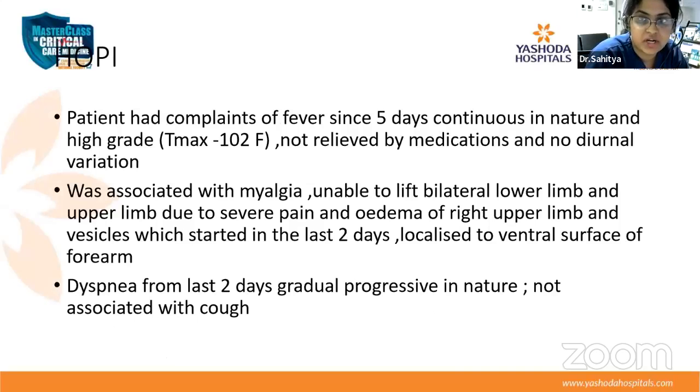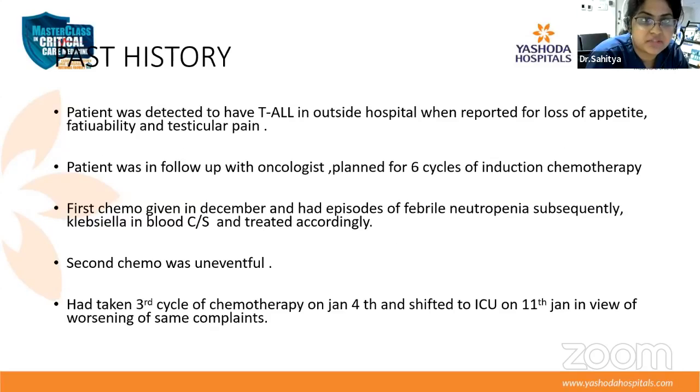History of present illness: patient had complaints of fever since 5 days, which was continuous in nature and high grade. The maximum temperature which reached was 102 Fahrenheit, not relieved by medications, and there was no diurnal variation. Was associated with myalgia. He was unable to lift his bilateral lower limb and upper limb due to severe pain and edema of the right upper limb and vesicles, which started in the last 2 days. It was localized to the ventral surface of the forearm. He had dyspnea from the last 2 days, which was gradual, progressive in nature. It was not associated with cough or sputum production. With these complaints, he was shifted from ward to ICU.